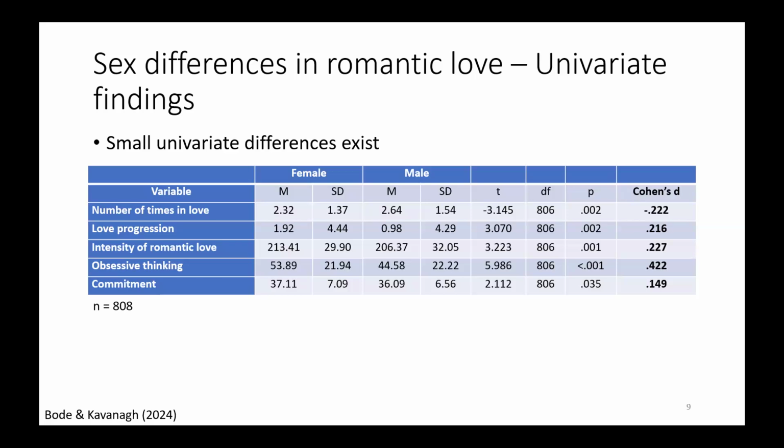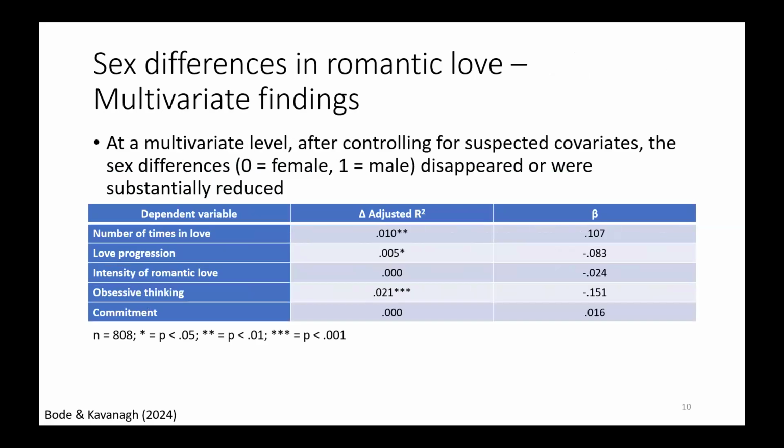Men tended to fall in love 1 month earlier than did females. Women experienced romantic love slightly more intensely than did males. Women experienced obsessive thinking about their partner notably more than did males, and women were ever so slightly more committed to their partner than did males. But as you can see from the effect size in Cohen's d, all these effects are quite small, and really only obsessive thinking is anything of meaningful magnitude.